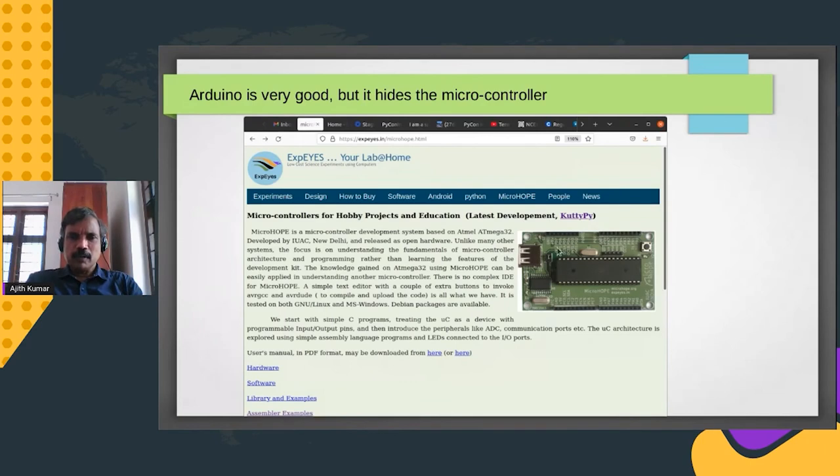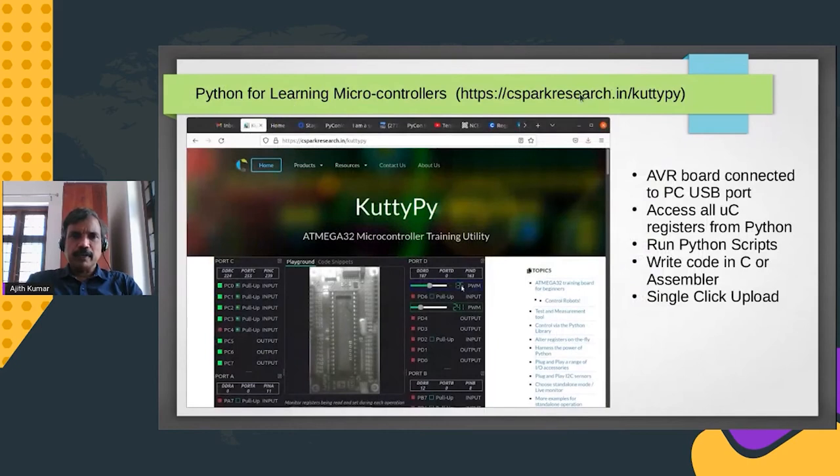But later on, another version called KutiPy was introduced, and you can download the software from there. Here the approach is, you have a Python program and a small hardware board with an Atmega 32 with a USB to serial interface. What it supports is that you can access all the microcontroller registers from Python, and you can run Python scripts. Suppose you connect an LED, you can write Python code to make a blinking LED or something.